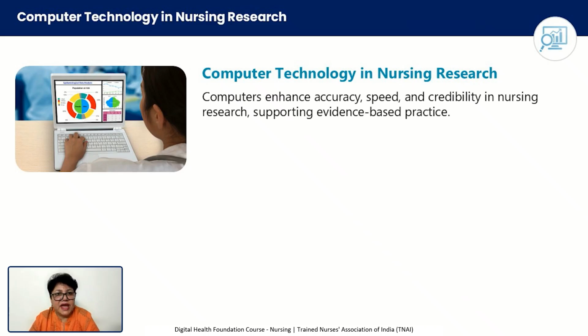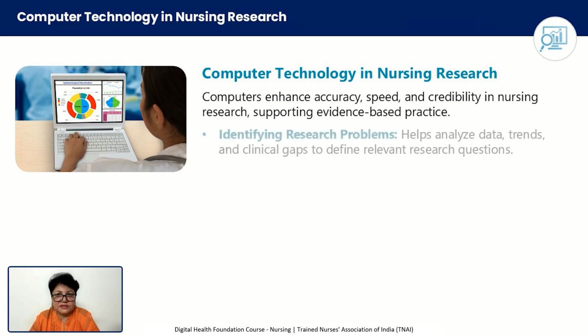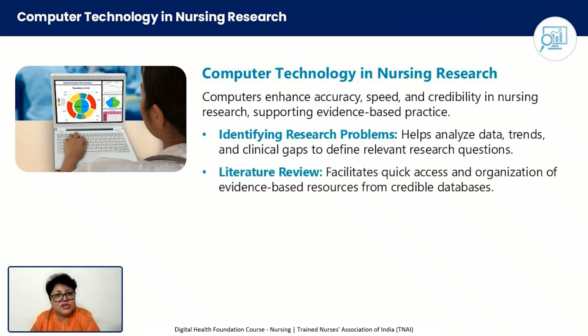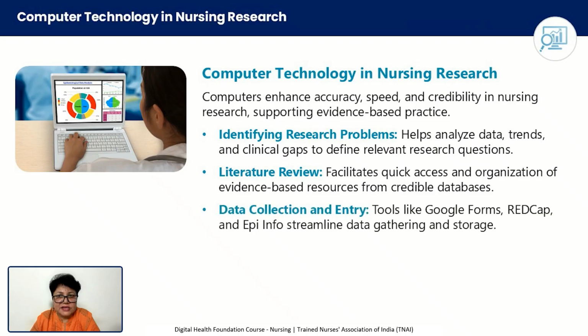Now, let's look at computer technology in nursing research. These computers enhance accuracy, speed and credibility in nursing research, supporting evidence-based practice. First of all, it helps us in identifying the research problem. Computers help us analyze trends, data, and gaps in clinical practice, which helps nurses frame meaningful research questions. Next, it helps us in the literature review, because it facilitates quick access and organization of evidence-based resources from credible databases. And last, it helps us in data analysis and reporting.